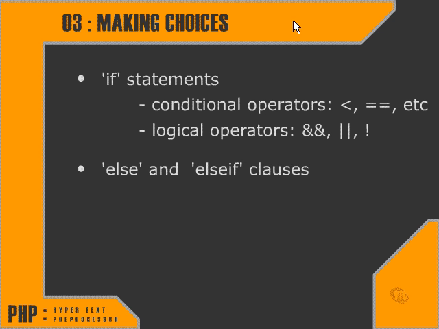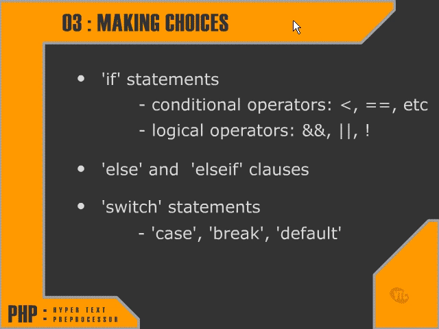We're going to look at else and else-if clauses. These allow for other clauses if the principal if statement is not true. We're going to look at switch statements, which is another way of making choices in PHP, and the other keywords that go along with switch statements. And finally, we're going to look at the ternary operator, which is a very concise way of expressing a conditional and making a choice within a PHP script.